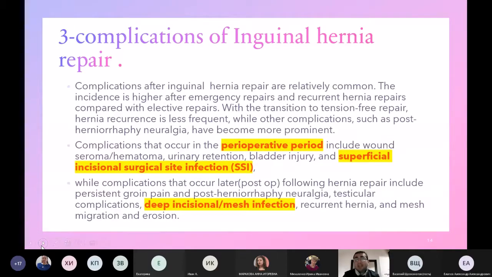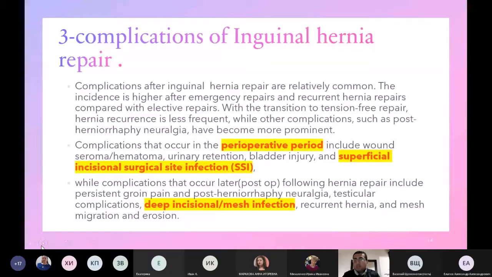What are the complications of inguinal hernia repair? Complications after inguinal hernia repair are relatively common. The incidence is higher after emergency repair and recurrent hernia repairs compared with elective surgery. With the transition to tension-free repair, hernia recurrence is less frequent, while other complications such as post-herniorrhaphy neuralgia have become more prominent nowadays.